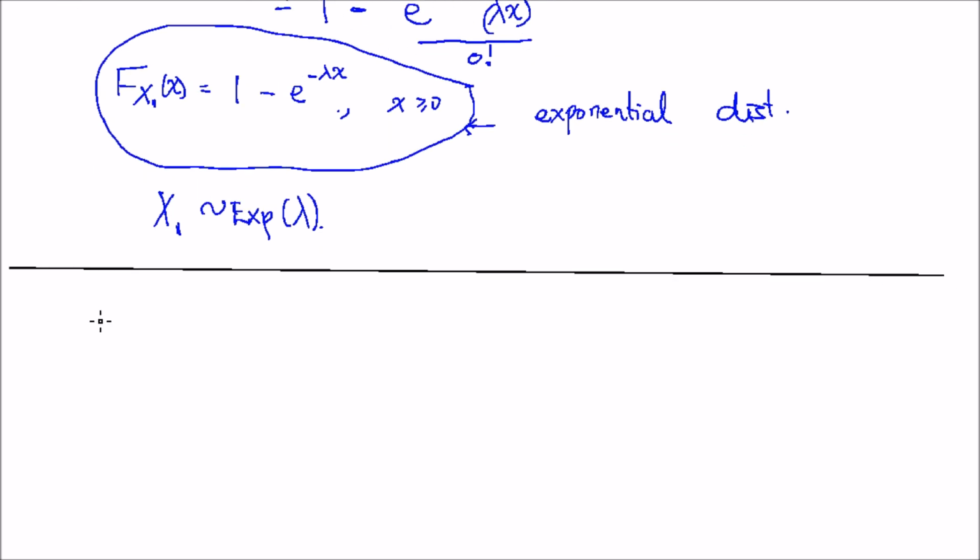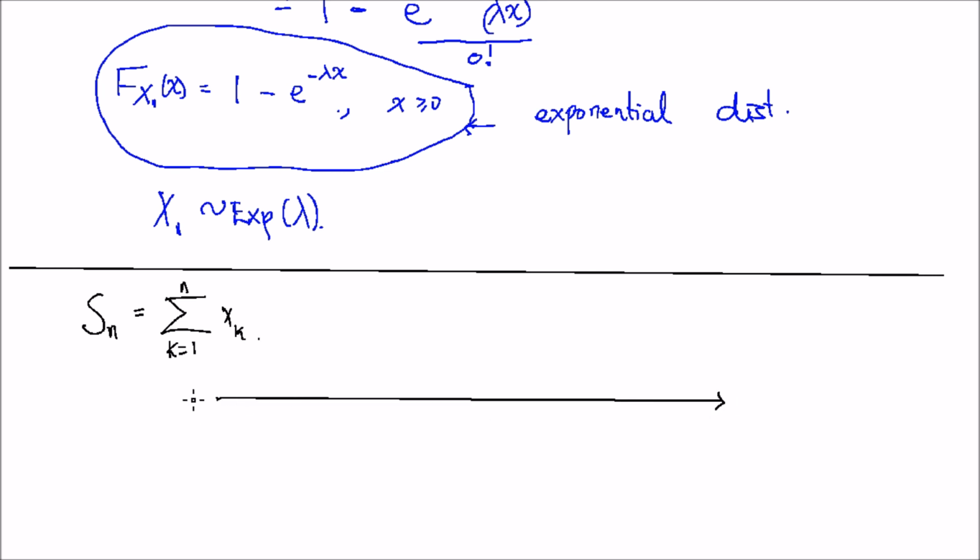Let's try to find the distribution function of Sn, which is time to the nth arrival of a Poisson process. So Sn is equal to the sum k equals 1 to n of x subscript k. Like what we did before with x1, we'll seek to find the cumulative distribution function of Sn. Actually, we're going to go further and take the derivative of the cumulative distribution function to find the density of Sn. Let's start with the CDF.